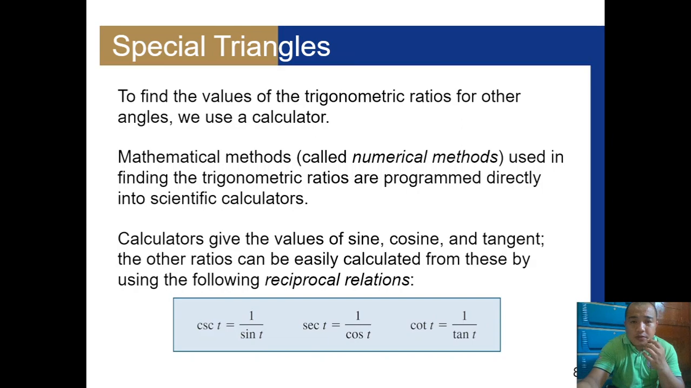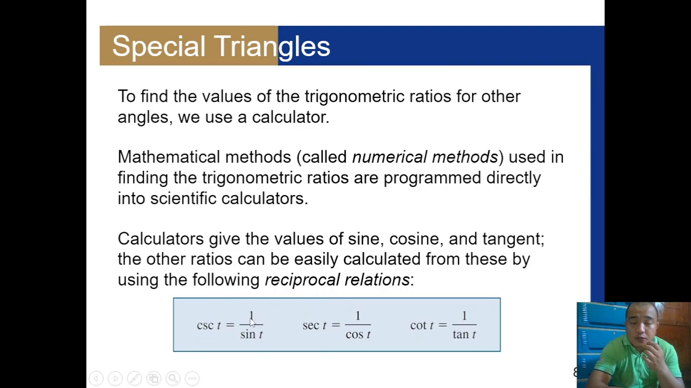So to find the values of the trigonometric ratios for other angles, we use a calculator. Mathematical methods, called numerical methods, used in finding the trigonometric ratios are programmed directly into scientific calculators. Calculators give the values of sine, cosine, and tangent. The other ratios can easily be calculated from these by using the following reciprocal relations.